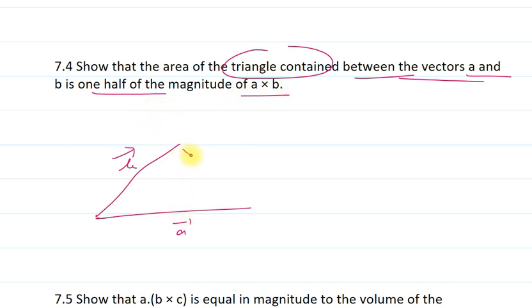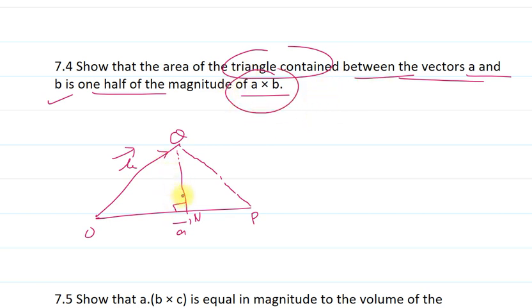So like this is the area contained between the vectors. These are the two vectors, let's suppose a and b, and this is the area contained between the vectors. Let's suppose this is O. Now we drop a perpendicular there, and let's suppose its name is capital N, and this is P. Whatever name you want to give, you can give. So let's suppose this is Q. So we have to prove that the area contained between the vectors a and b is one half of the magnitude of a cross b.